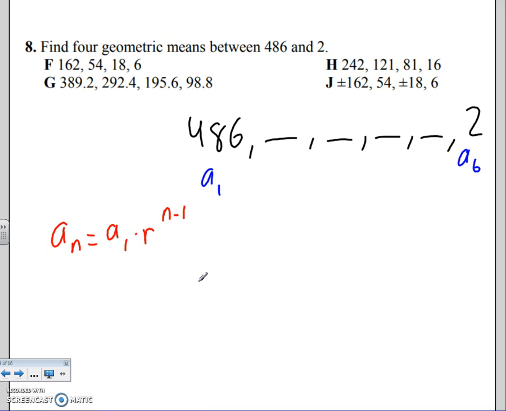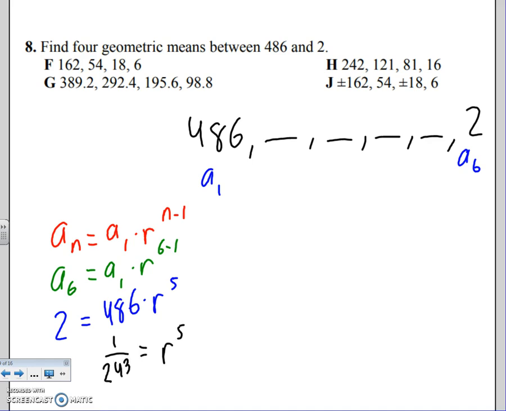We do know a sub 6. A sub 6, where n is 6, means a sub 1 times r to the 6 minus 1. Let's fill it in. A sub 6 is 2 equals a sub 1 is 486 times r to the 5th power. Alright, solve for r, we're going to divide by 486. So 2 over 486, that does reduce. I'll reduce it right now to 1 over 243. That equals r to the 5th power. We're going to take a 5th root of both sides to get us 1 over 3 equals r.